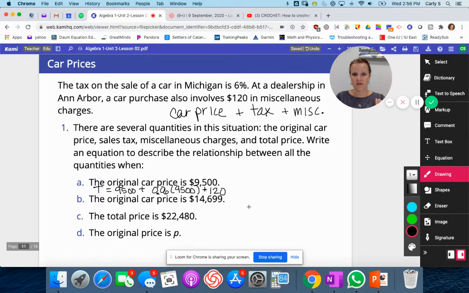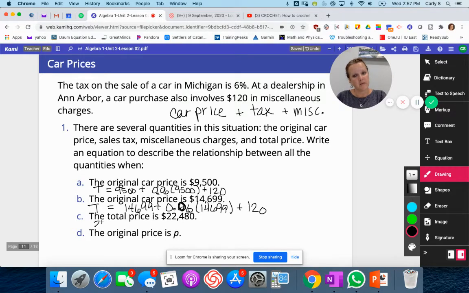price is $9,500. Okay, how about when the original car price is $14,699? Same thing. The total price is going to be the original price plus the sales tax, which we have to multiply, the tax times the original price to get how much we owe in sales tax, plus the miscellaneous cost. Okay. The total price is $22,480.